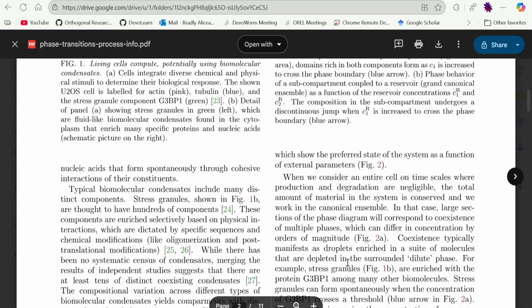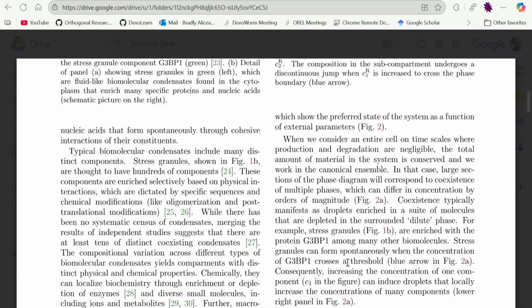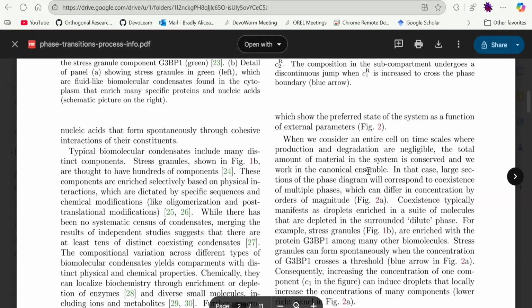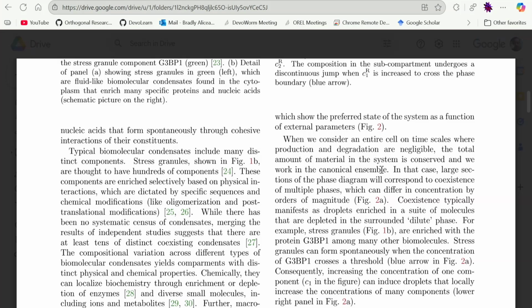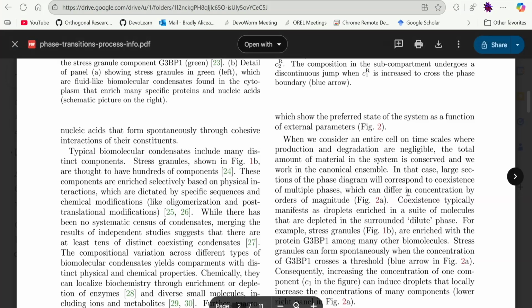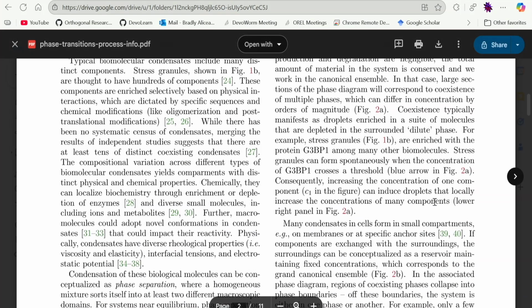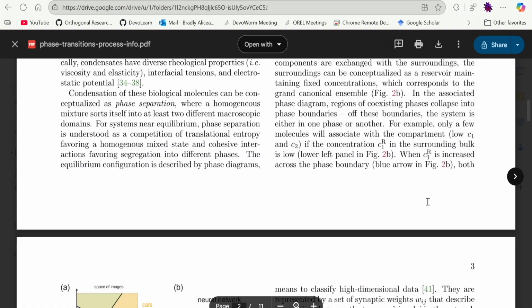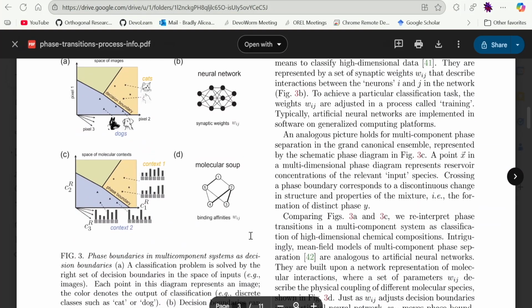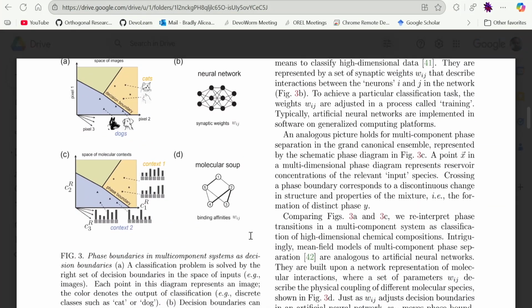Okay, and so while we consider an entire cell on timescales where production and degradation are negligible, the total amount of material in the system is conserved. And then we work in the canonical example, or we have this canonical ensemble, where you have multiple phases and they can differ in concentration by multiple orders of magnitude.